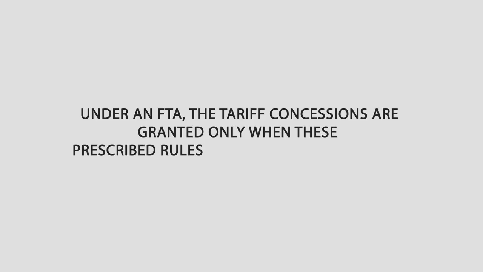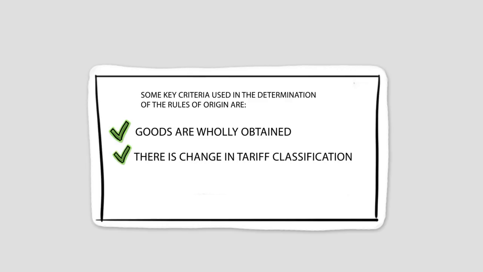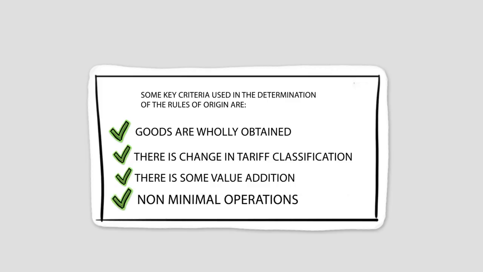Under an FTA, the tariff concessions are granted only when these prescribed rules of origin are adhered to. Some key criteria used in the determination of the rules of origin are: goods are wholly obtained, there is change in tariff classification, there is some value addition, non-minimal operations.